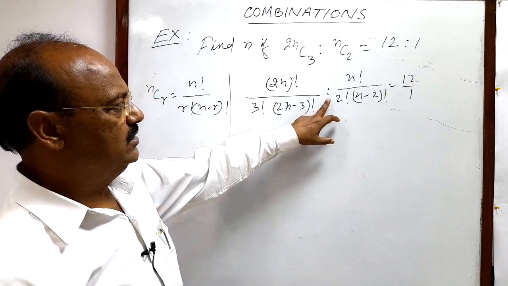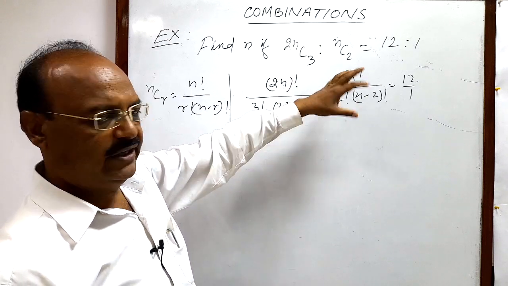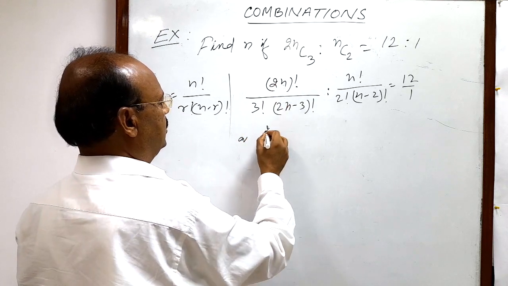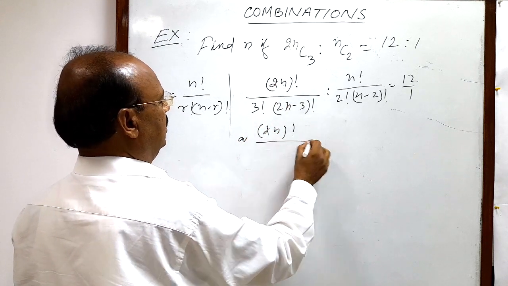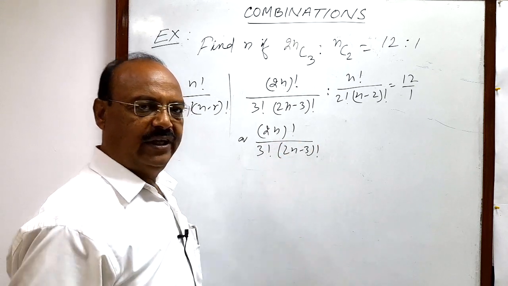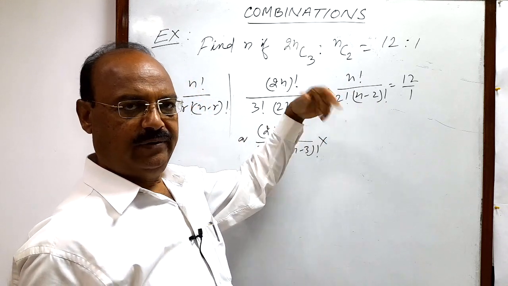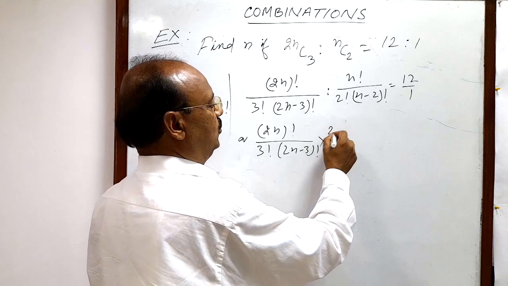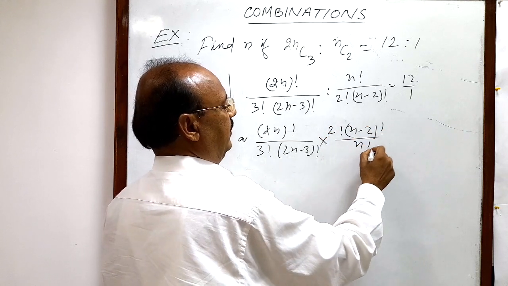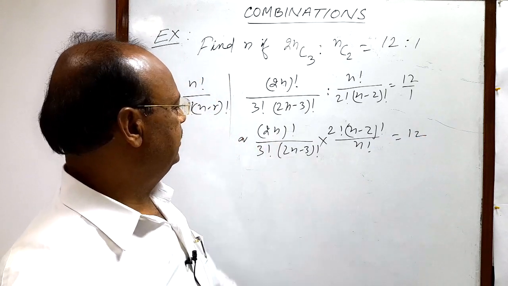Let us convert this ratio sign into multiplication. Then the numerator and denominator will exchange among themselves. So we can write 2n whole factorial by 3 factorial into (2n minus 3) factorial as it is, and here we will write this expression in the numerator: 2 factorial into (n minus 2) whole factorial by n factorial, and this is equal to 12. Fine. Now let us simplify it further.